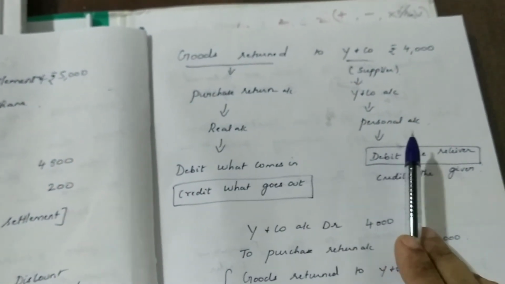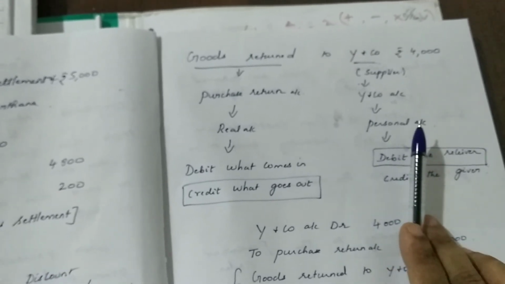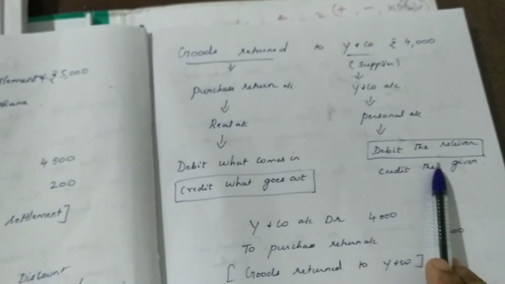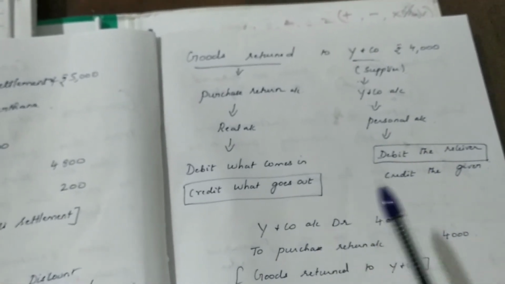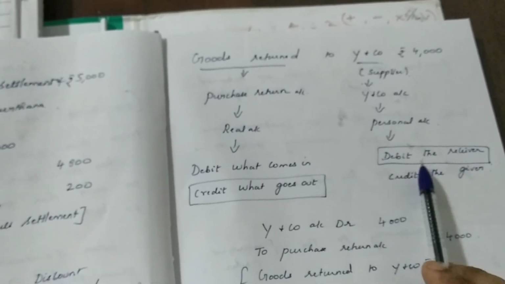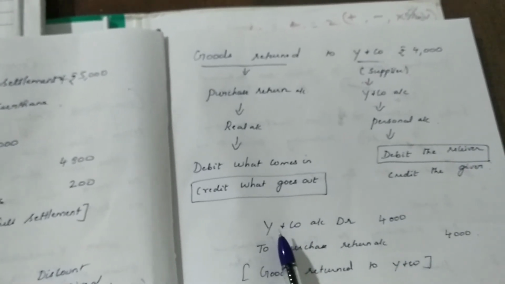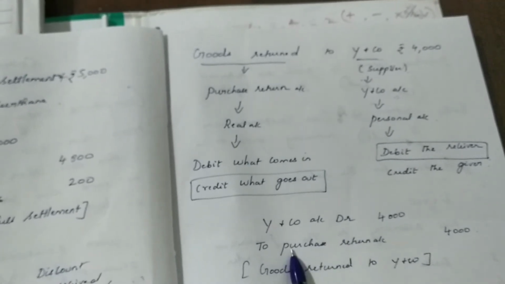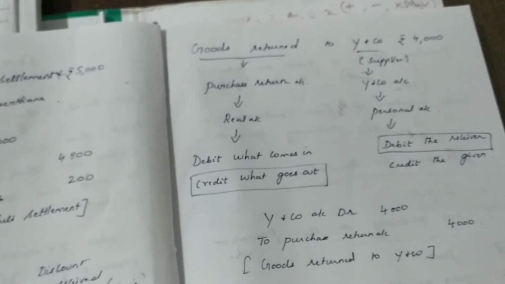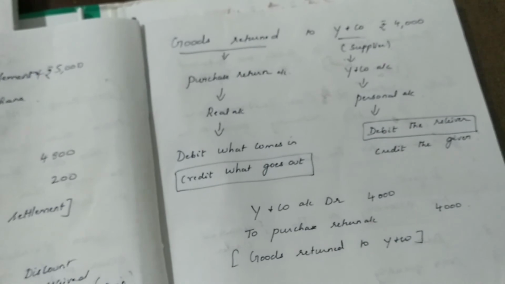Coming back to this side, Y account. Y & Co comes under personal account. As per the personal account, debit the receiver, credit the giver. So when we return the goods back to Y, Y is receiving those goods. So debit the receiver. So what is going to be our entry? Y & Co account debit to purchase return. So goods are returned to Y & Co. The next one, I will show you an example for sales return.